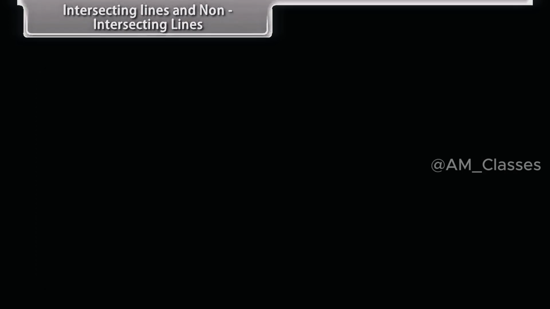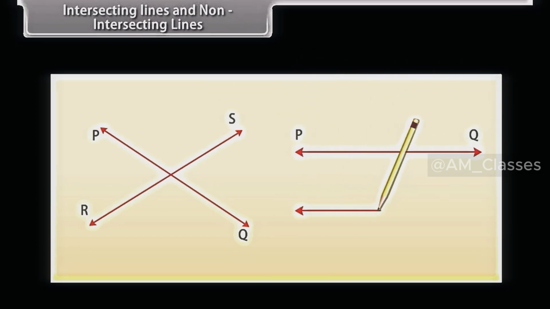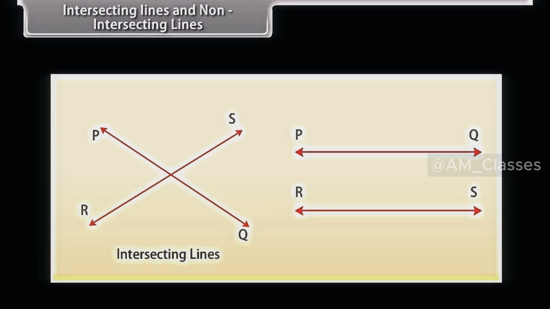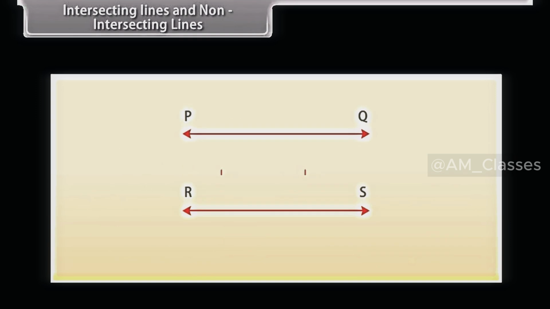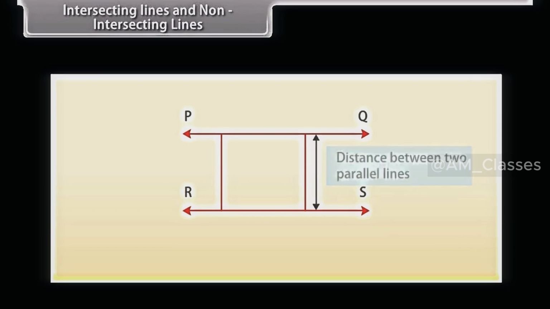Intersecting lines and non-intersecting lines. Now let us draw 2 different lines PQ and RS on a paper. We can draw it in this way also. We have seen that we can draw them in 2 different ways. These are intersecting lines and these are parallel lines. And the length of the common perpendiculars at different points on these parallel lines is the same. This equal length is called the distance between two parallel lines.